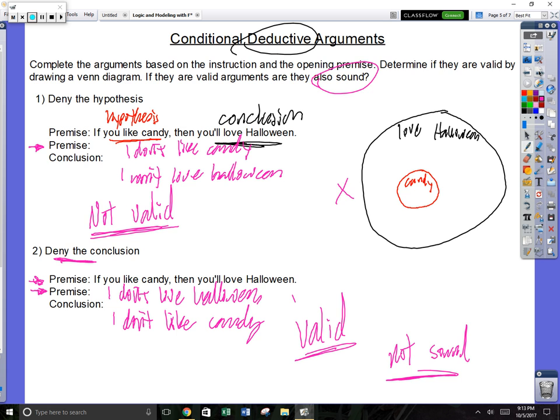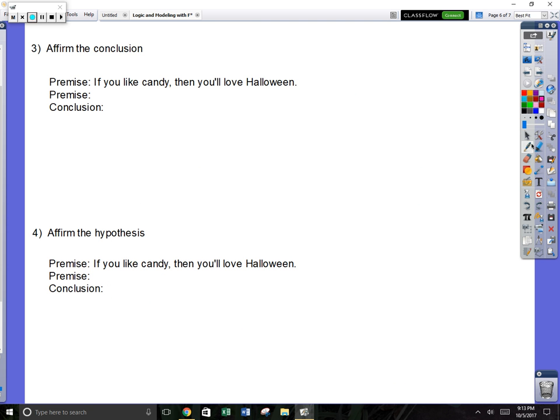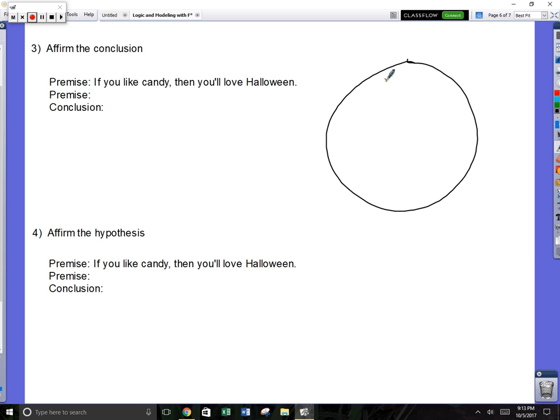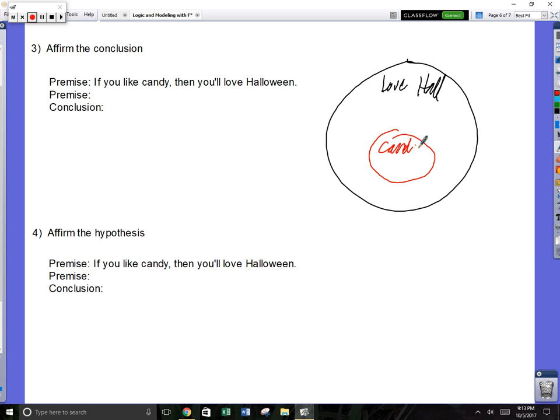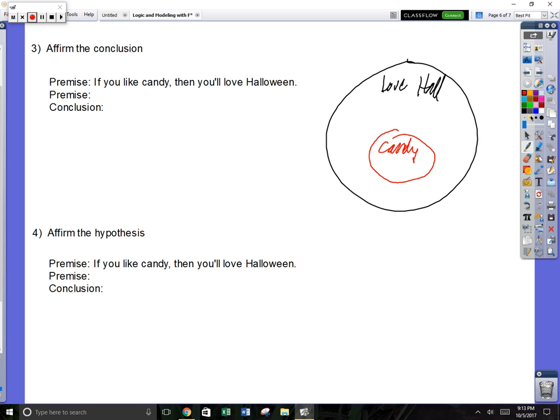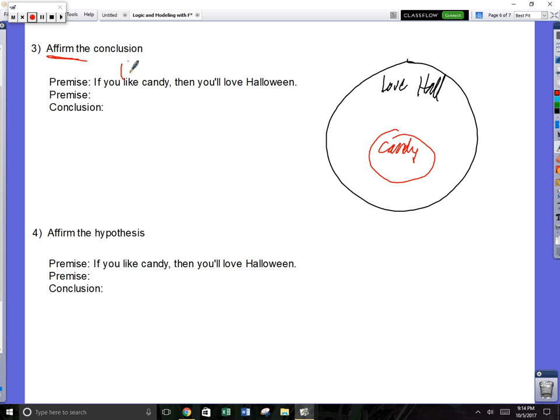Okay, number 3. So let's do the same thing. I've got a big world here that loves Halloween. And in that world, I have a smaller subset that loves candy. Okay, number 3. You need to affirm the conclusion. So the first part, always the first part is the hypothesis. And as a result of that hypothesis, this is the outcome. That's the conclusion. So you need to affirm the conclusion.